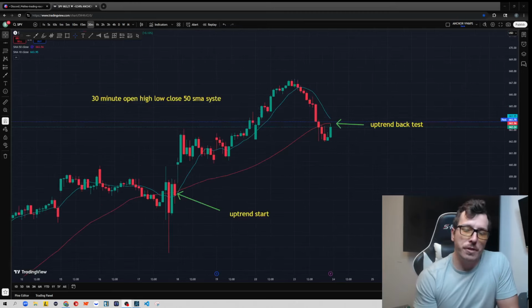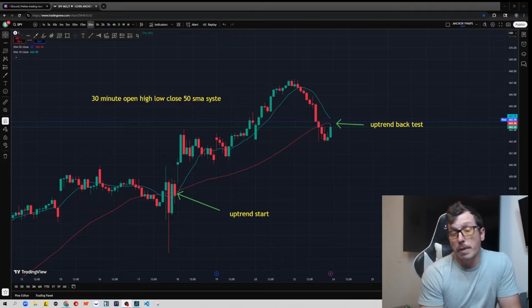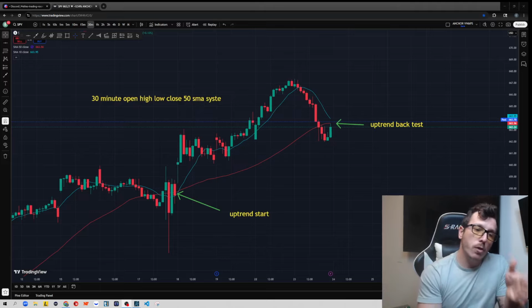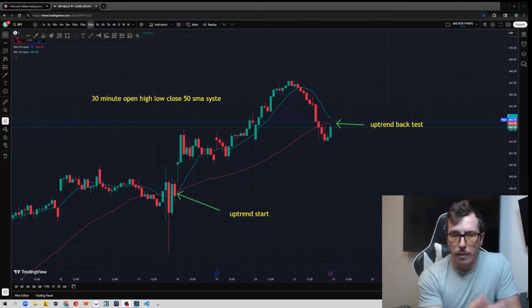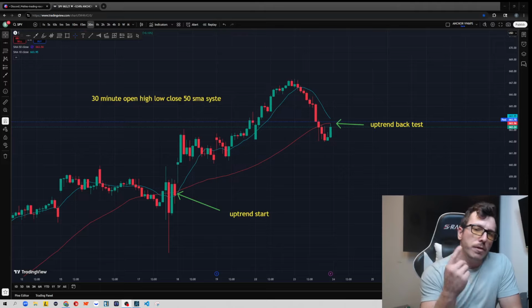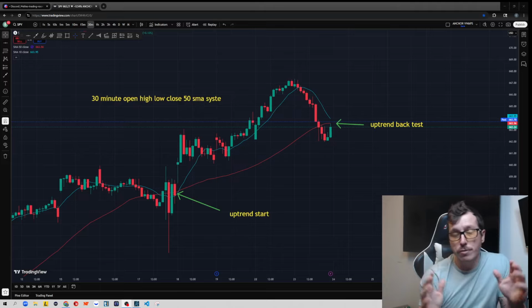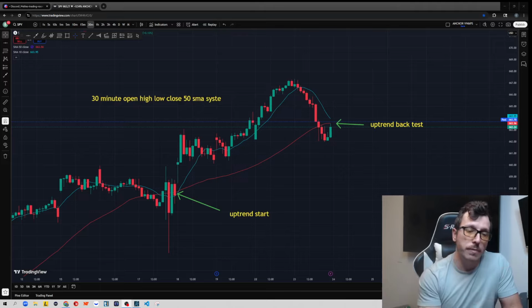First things first, you must understand the chart and system that we're operating in order for you to make sense of it and for you to use it in the future. So we have a 30-minute open, high, low, close, 50 SMA system that I spelt wrong on the screen. Who cares? So you need a 30-minute time frame, a 50 simple moving average, and you need to put it on an SPY chart or an SPX chart. Make sure there's no pre-market, no after-hours data. If you have it set up like that, you're set up correct, good to go.